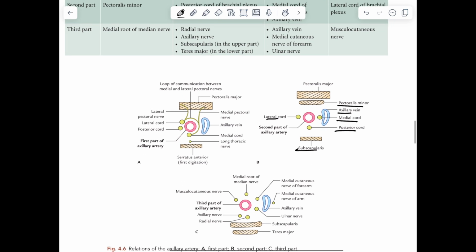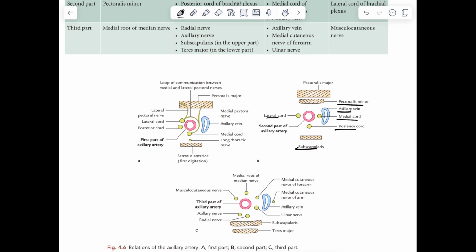Now the third part. The third part of the axillary artery, anteriorly, has the medial root of the median nerve. And posteriorly we have the radial nerve, the axillary nerve, and the subscapularis in the upper part and the teres major in the lower part. These are the relations in the posterior part.